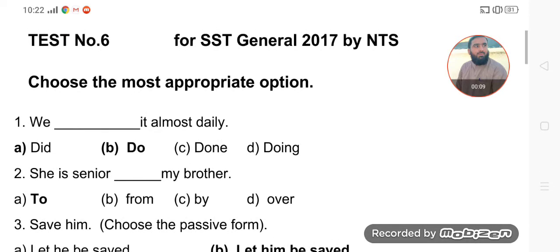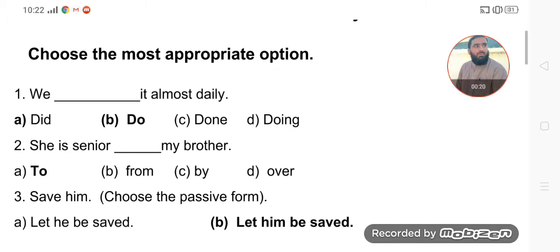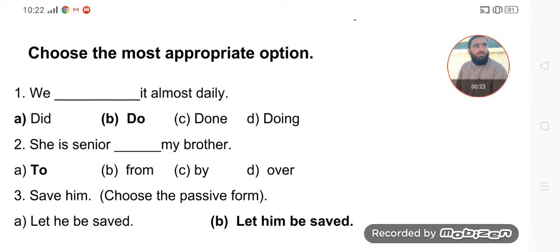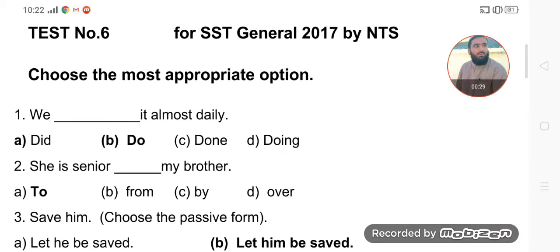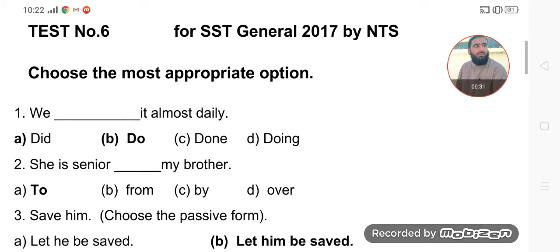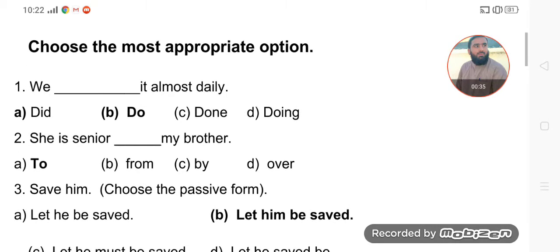Aaj hum ek test number 6 hal karenge. It was conducted by NTS in 2017 for the post of SST General. First instruction, dear viewers, is: is test mein hum kuch 17 MCQs hal karenge, okay? Choose the most appropriate option.